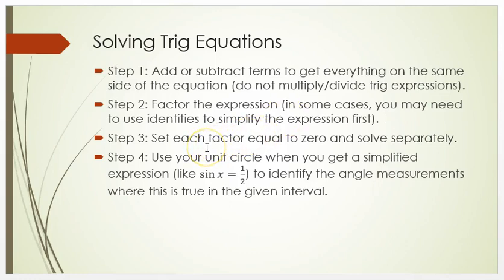Once you've done that, as long as you have your factors being multiplied together set equal to 0, then you can actually do each factor separately set equal to 0 and solve those equations independently. And then you're going to use your unit circle to evaluate those simplified expressions you get.